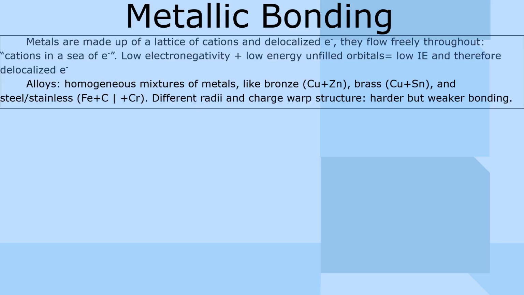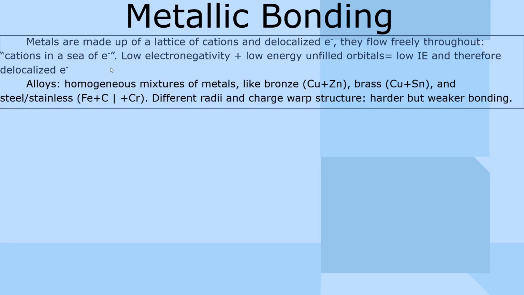So metallic bonding is finally the next type of bonding that we're going to talk about. Metals are made up of a lattice of cations and delocalized electrons, and they flow freely throughout. They are effectively cations in a sea of electrons. This is because they have a low electronegativity and low energy unfilled orbitals. These both combine to give metals a low ionization energy, and therefore the electrons can delocalize because it doesn't take a lot of energy to pull those electrons apart from those atoms.